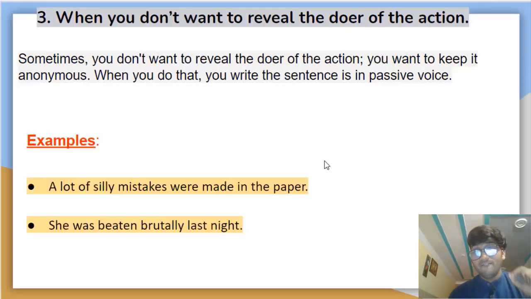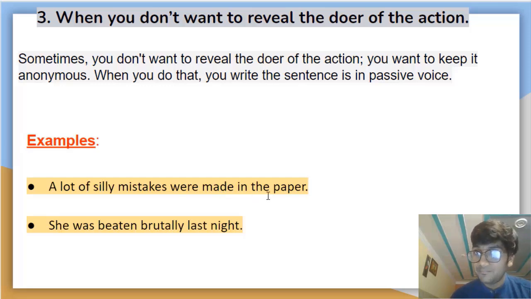Case number three, when you don't want to reveal the doer of the action. You don't want to reveal who did the action. You're trying to save somebody. You got the point. Sometimes it happens you do not want to reveal the doer of the action. You just do not want to do that. You want to keep the person anonymous. And when you do that, you write the sentence in passive voice. Examples. A lot of silly mistakes were made in that paper.